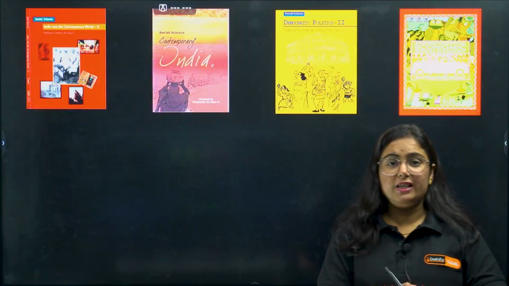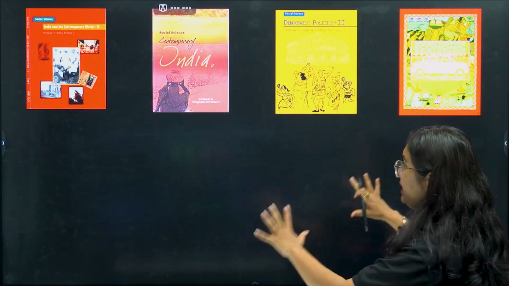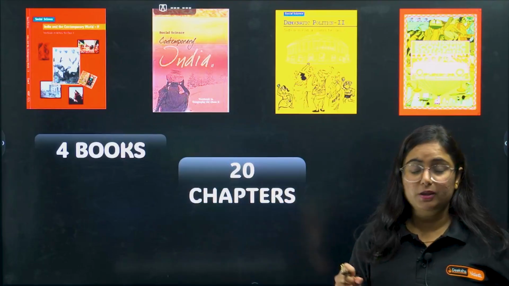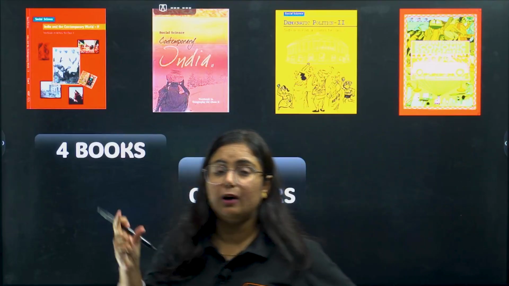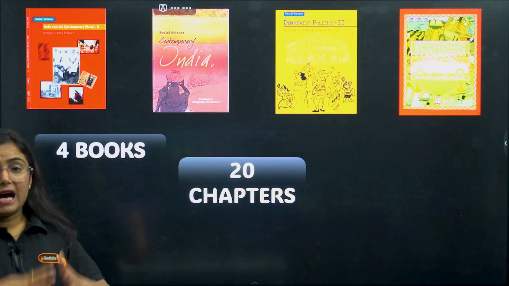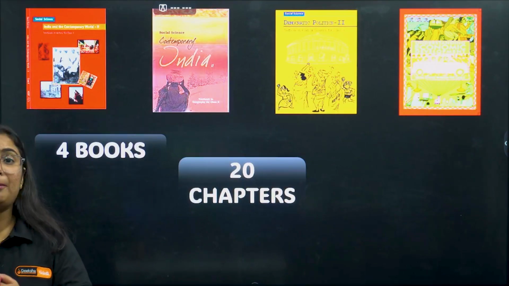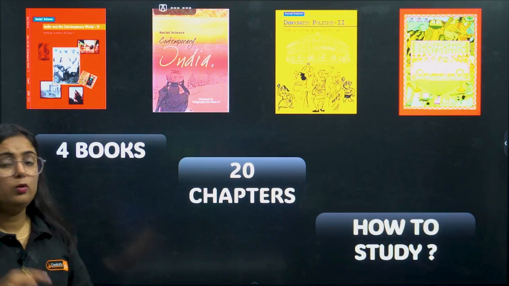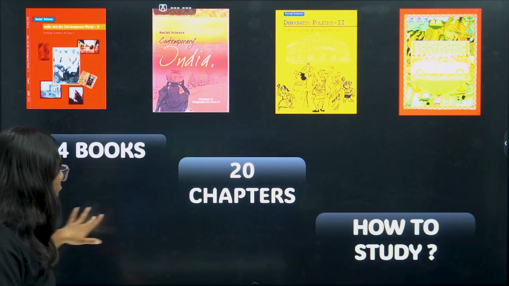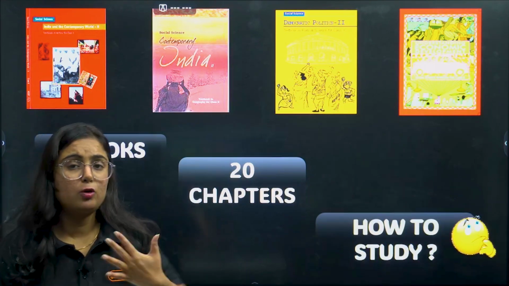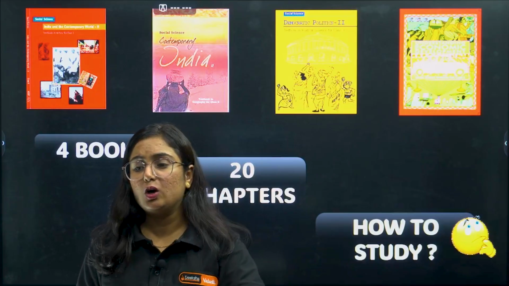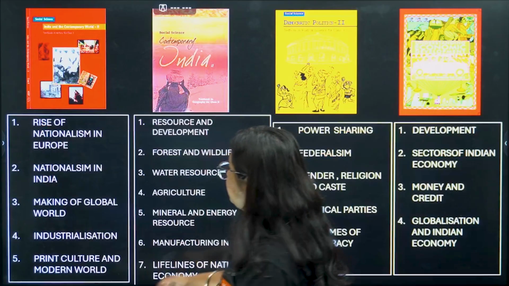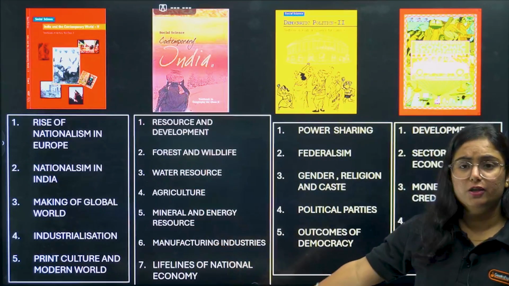Moving to our strategy, before that, see, we have 4 books. I am aware of that. We have 20 chapters, and this number 20 is enough to scare us because we are in the middle of August and we need to complete it as soon as possible. And how to study, you do not yet have a plan? No need to worry because I am going to unfold a very good plan right in front of you right now. See, we have these 20 chapters to study.